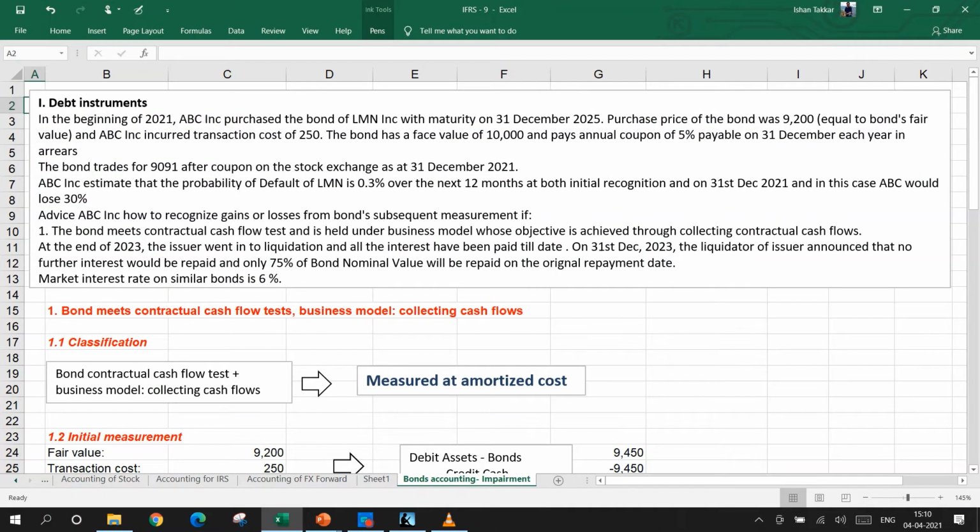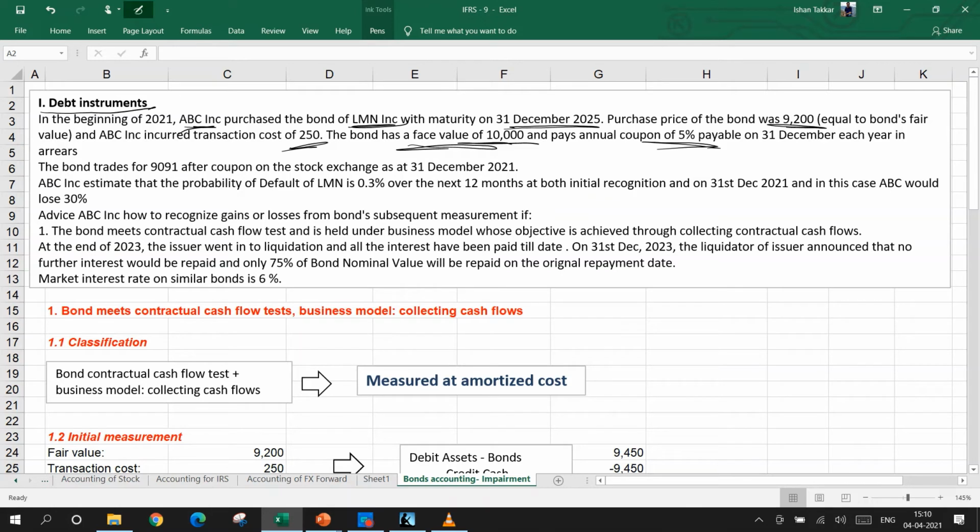So what it says. We will just take the question that we have taken when we did the accounting for bonds. So it says that you are ABC Incorporation and you bought a bond of LMN INC with a maturity on 31st December 25. You paid 9,200 and incurred transaction cost of 250. The bond value is 10,000. That is the face value, and on which you will be getting 5% coupon, that is 500, and it is paid every year at the end of each year.